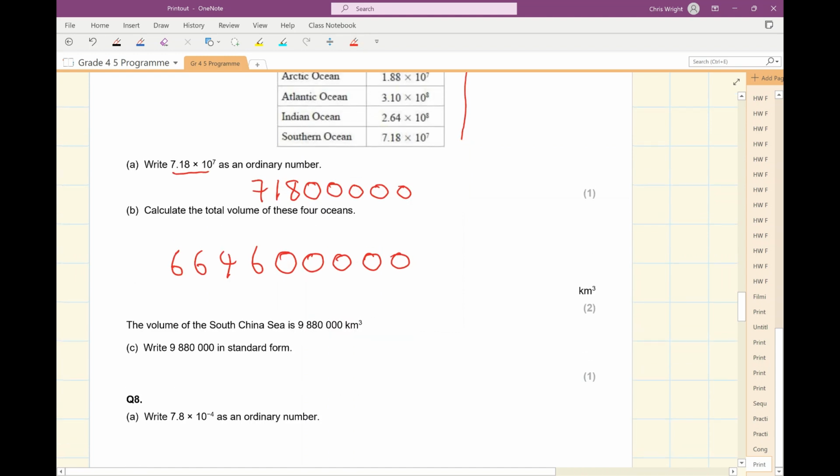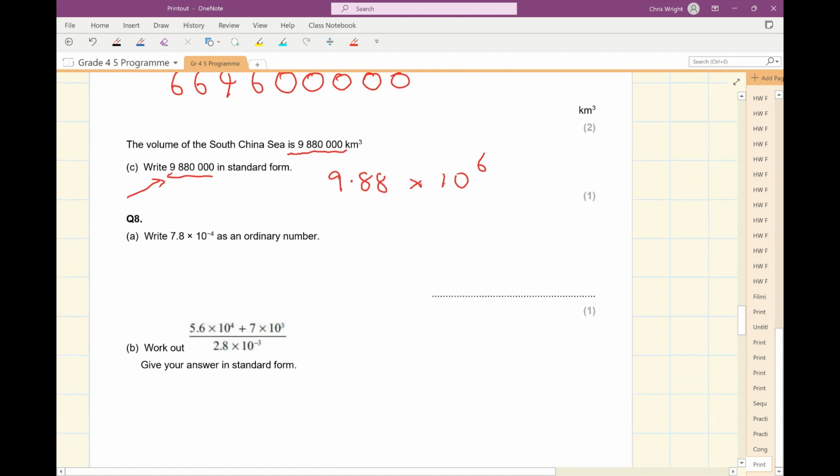Part C, the volume of the South China Sea is that. Write this number in standard form, okay? 9.88. Now, how many times will I need to multiply that by 10 to get it back to that? 6 times. Question 8.